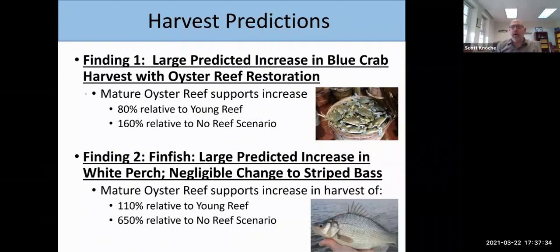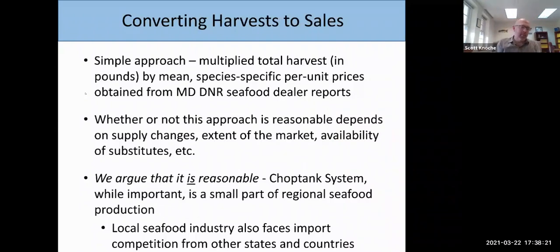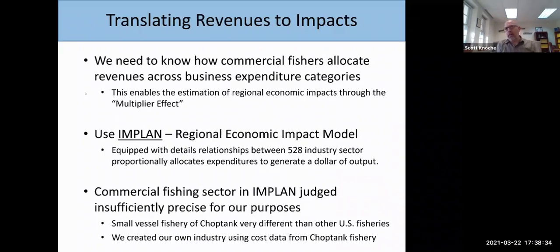So, harvest predictions. We found the mature oyster reef will support a large increase in blue crab, 80% relative to the young reef and 160% relative to the no reef scenario. And that was a real powerful finding, partially because of the stakeholder conflict involved here, right? The crabbers did not like these restored oyster reefs, despite the fact that they continued to try to set their trotlines very near the reefs, presumably because of the effect of these reefs in producing more crabs. So there's also an increase in white perch, a negligible change to striped bass. We have, through the model, an estimate of harvest. I won't go through this entire slide, but we converted harvest to sales using some assumptions that are probably beyond the scope of this conversation here.